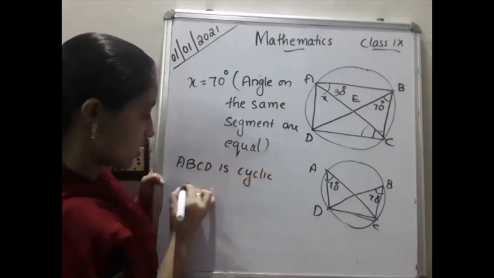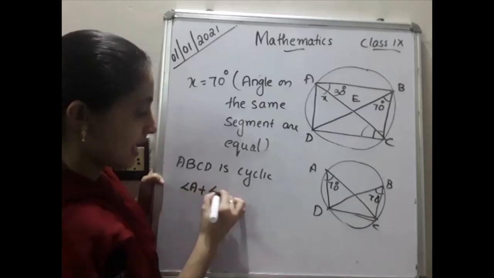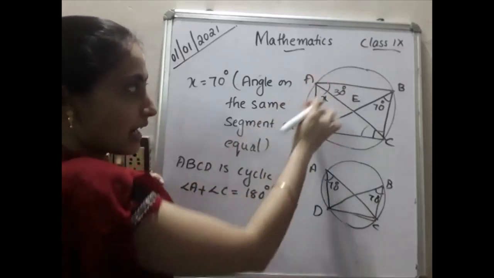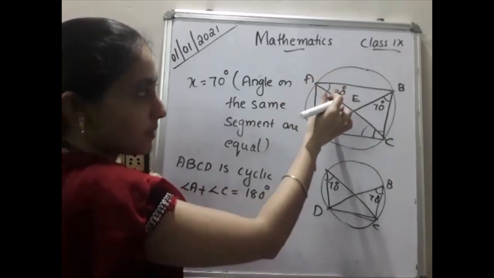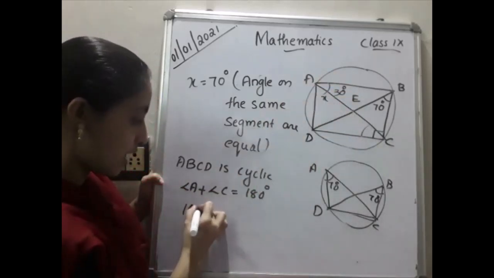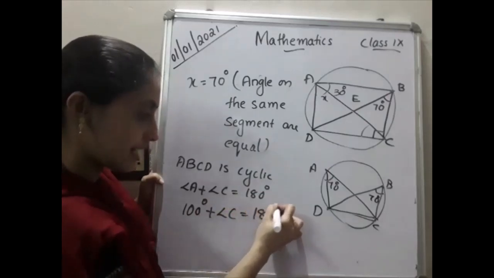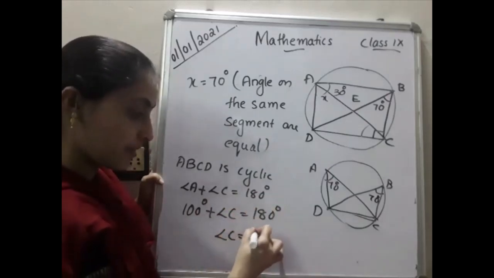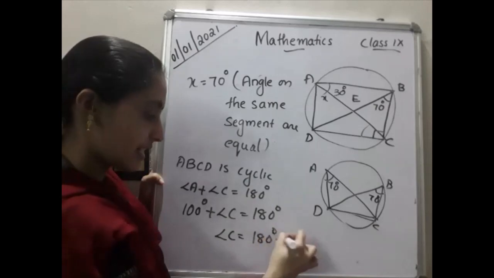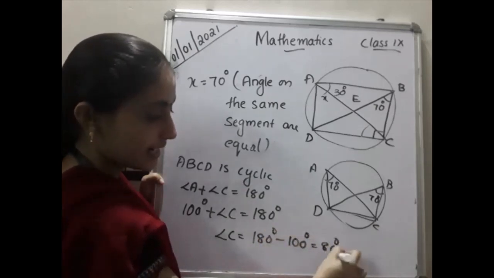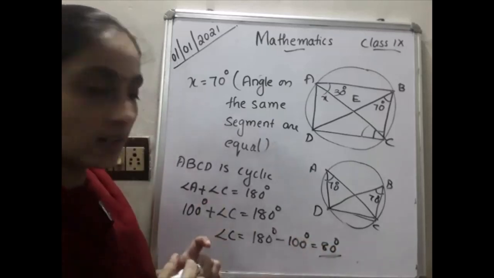So what can we write? Angle A plus angle C will be equal to 180 degrees. Angle A means the full angle, that is 30 plus 70, that is 100 degrees. So 100 degrees plus angle C is equal to 180 degrees. So what is angle C? Angle C is equal to 180 degrees minus 100 degrees, that is equal to 80 degrees. That is our first part of the question.